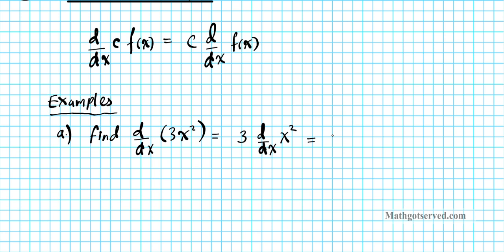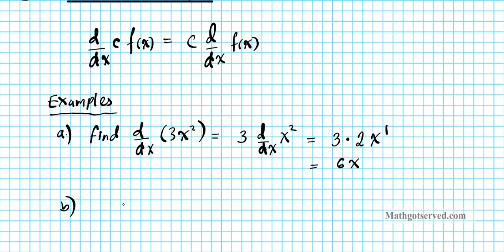If we do that, it's going to become 3 times, remember what the power rule is, right? For the power rule, you just power down the exponent and then subtract 1 from the exponent and put it as a new exponent. So if we power down the exponent, it's going to be 2x to the, and then subtract 1 from the exponent. 2 minus 1 is 1. Alright? So if you simplify this, you get 6x as your derivative. Okay? So there you have it. Alright, let's try another example.